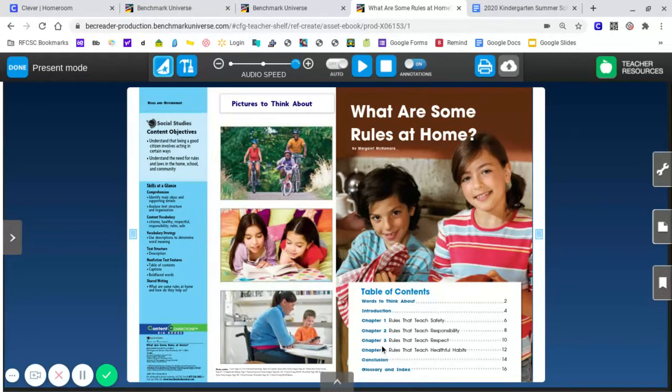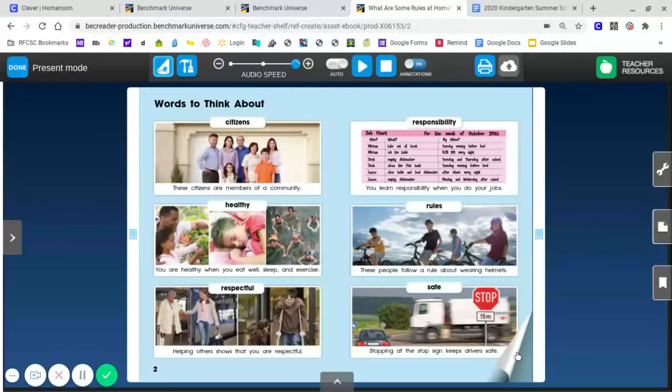Go to chapter 3. Go across. What page could I find chapter 3 on? Well, if you said page 10, you are correct. I could find chapter 3 on page 10. So that's one text feature I wanted to show you.